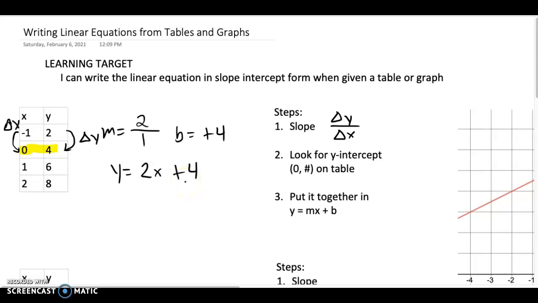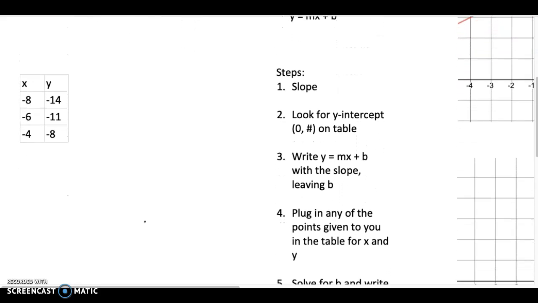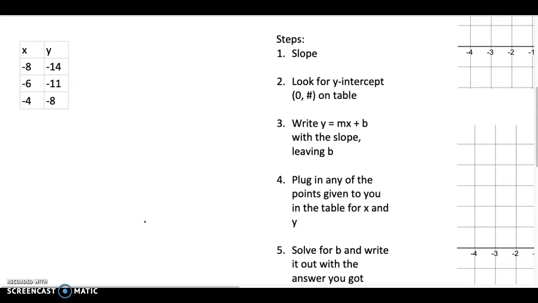So that's a straightforward one, especially when they give you the y-intercept on the table. When you see a 0 in the x column, that is your y-intercept. That makes it real easy. So then what happens if we don't have the y-intercept in our table? So let's look at this table. We have x and y. None of those have a 0 in the x column.